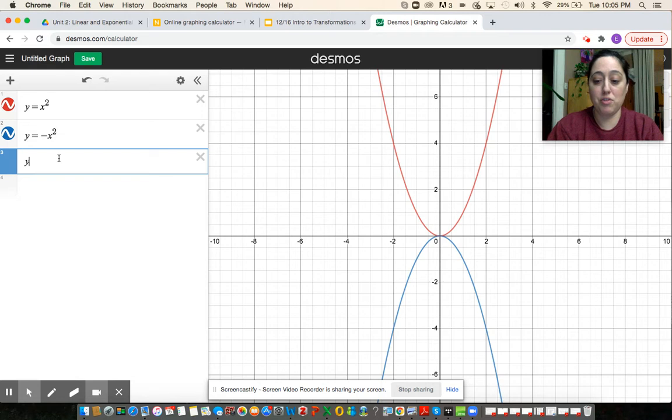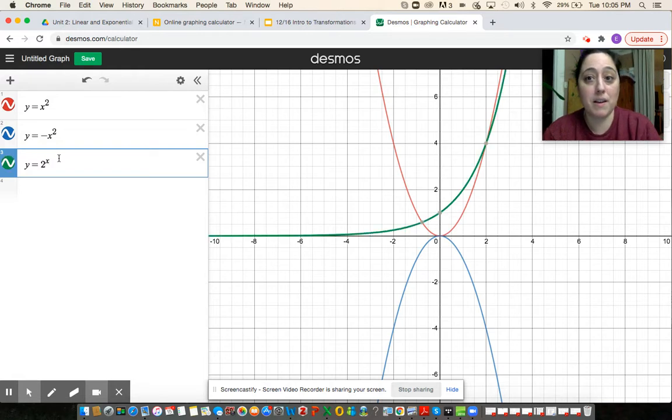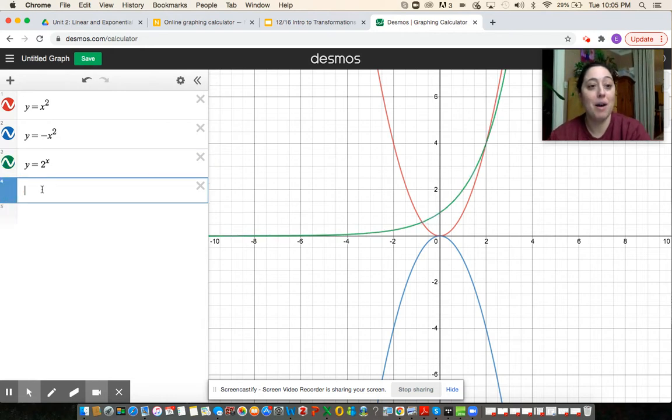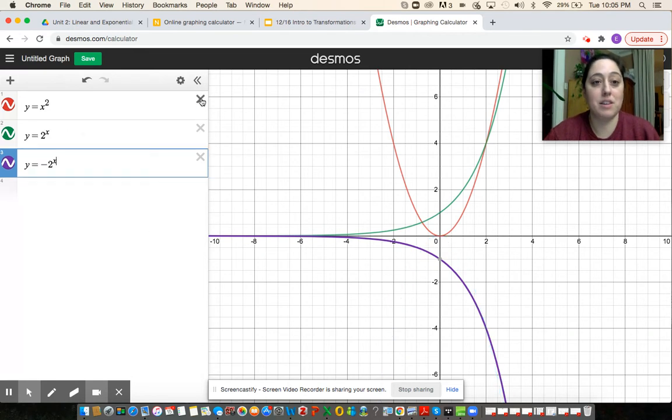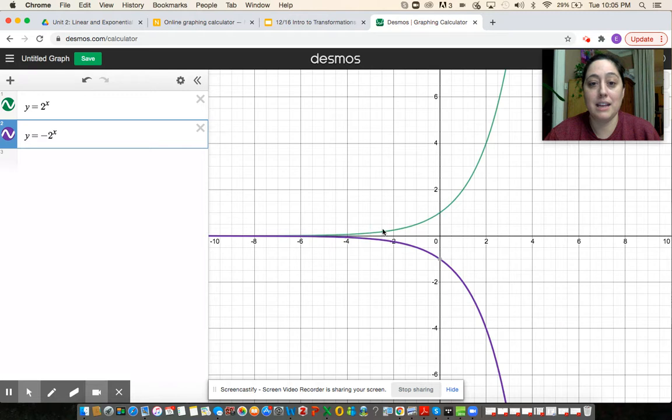Let me try y equals 2 to the x. What kind of function is this? Test yourself. If you said exponential, you're right. Now I'm going to say y equals negative 2 to the x. Let me erase these so that you can see. The green is the parent function for exponential, and if you flip that down over the x-axis, you would get this. All I'm doing is making them negative.